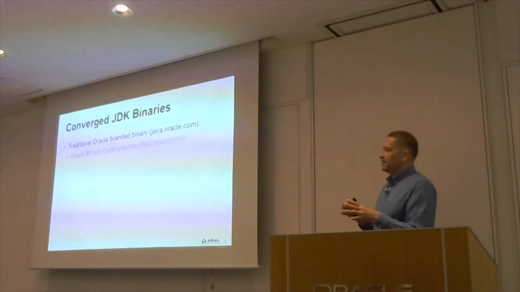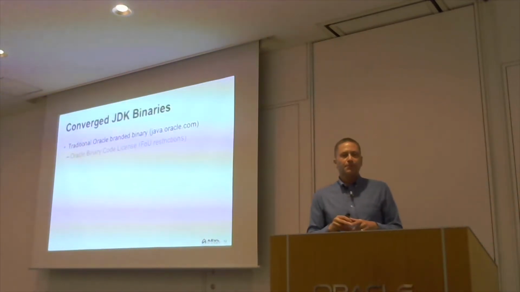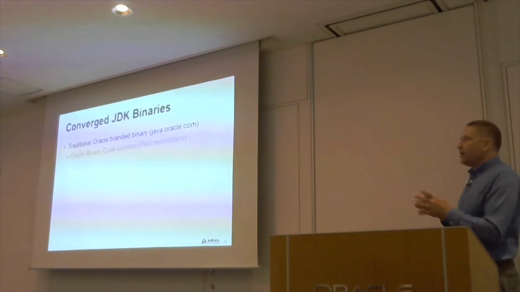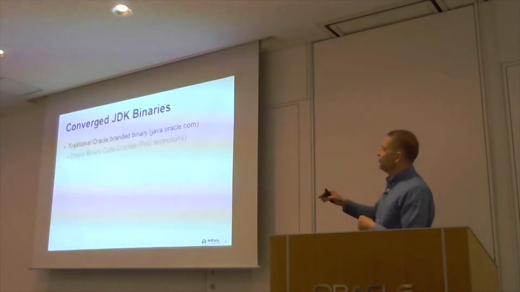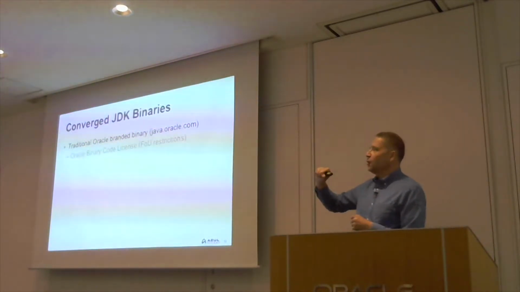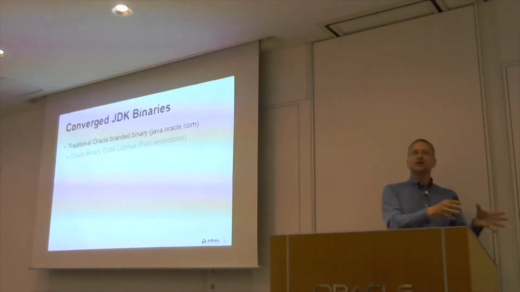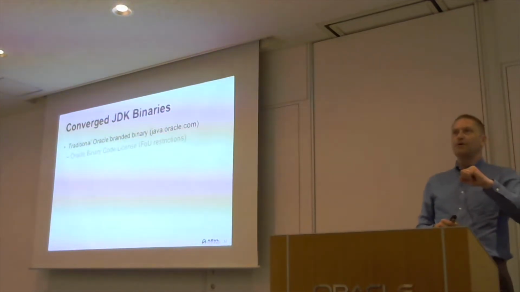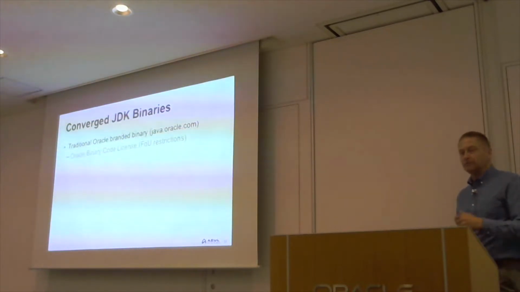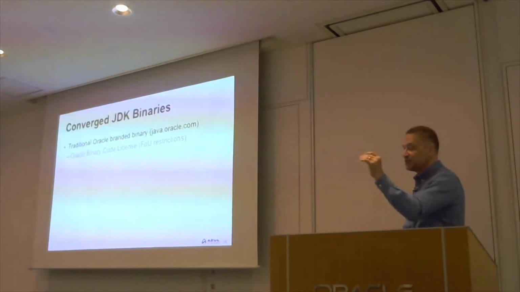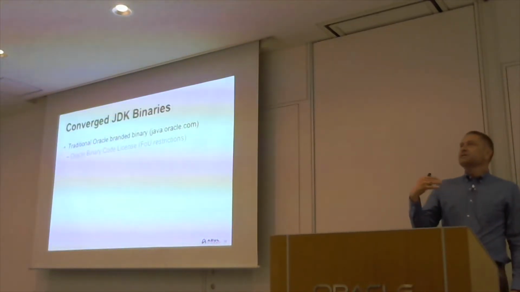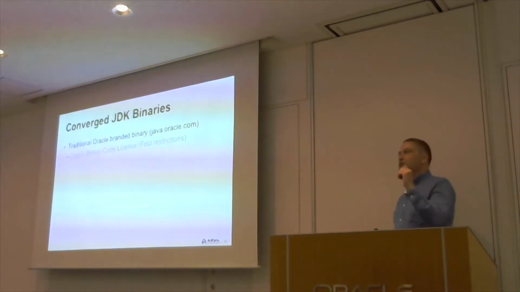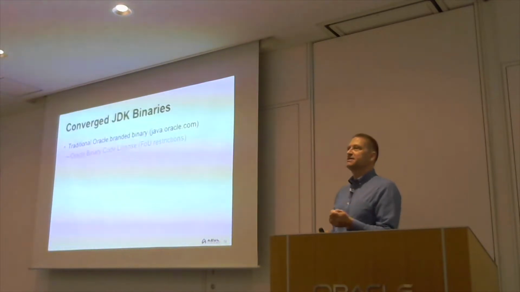Oracle also decided that they were going to do some convergence in terms of binaries. How this is going to work is that traditionally we have the binaries for the JDK that we download from java.oracle.com, or as it used to be java.sun.com. And when you download that, you have to tick a little box which says that you accept the Oracle binary code license for Java SE.